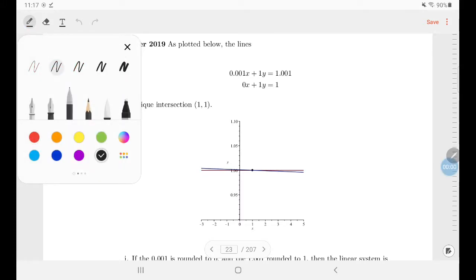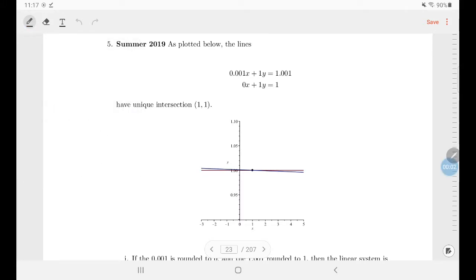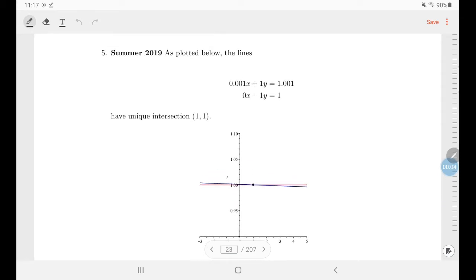We're going to start our week 2 lectures. So we're going to continue working on examples. Here's a question from summer 2 years ago. As plotted below, the lines here have a unique intersection.